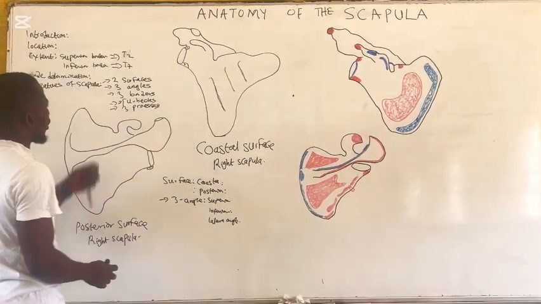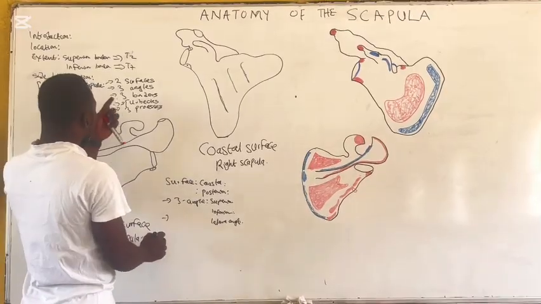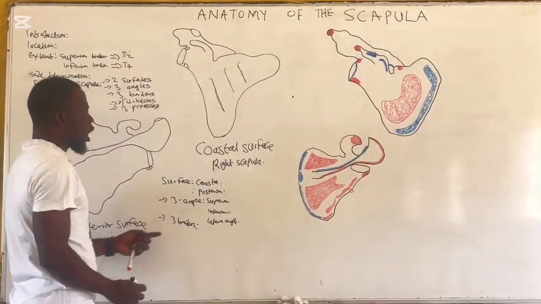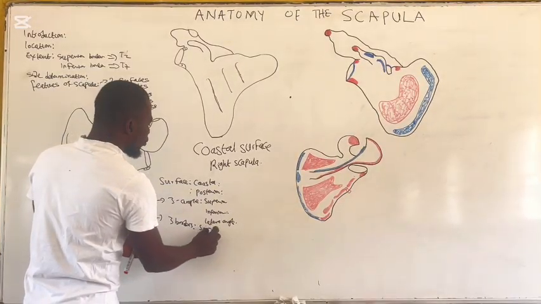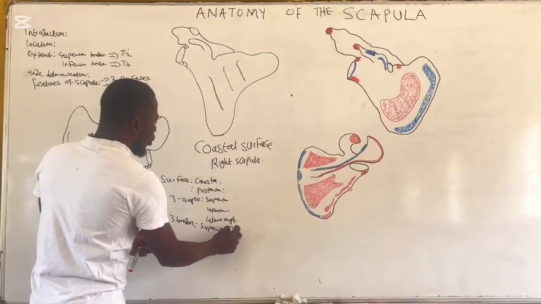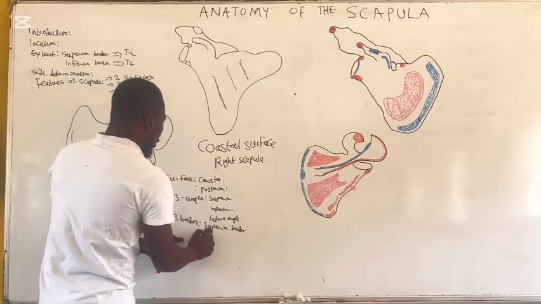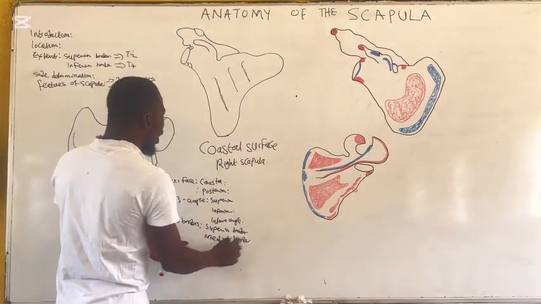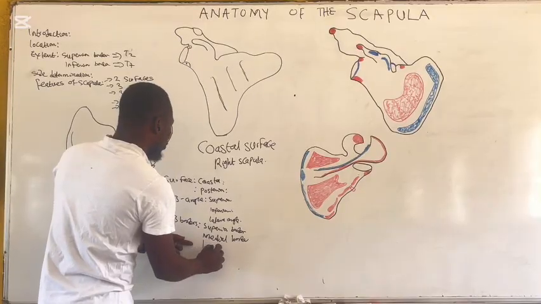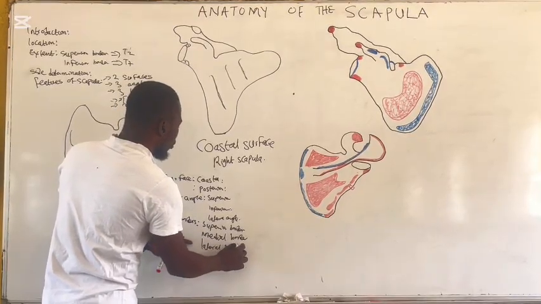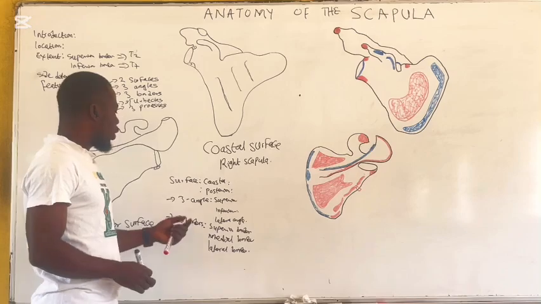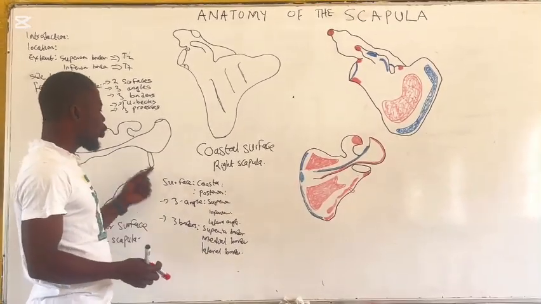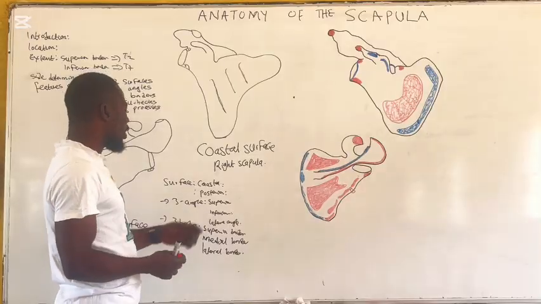The next is the borders of the scapula. Scapula has three borders as well. The borders are the superior border, the medial border, and the lateral border. The superior border of the scapula is the shortest. It extends from the superior angle up to the lateral angle.